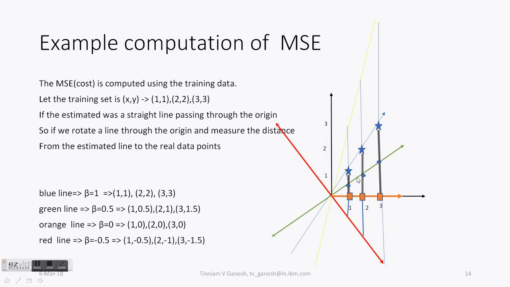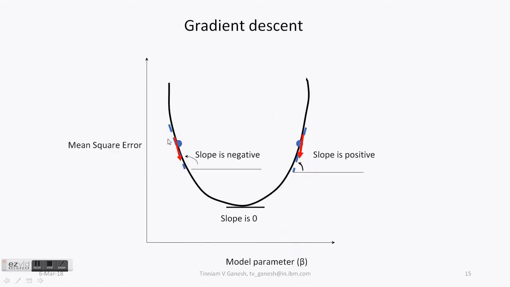for this slope 0.5, and then we take for the slope this orange line, where the slope is 0, because this is actually on the x-axis, and we take the mean square error. And finally we take this red line which has a slope of minus 0.5, and we measure the mean square error distance from this actual data point to this estimated line. And if we plot this distance, mean square error, which is also known as the cost, with respect to the different slopes, we will find that we have a nice parabolic curve like this.